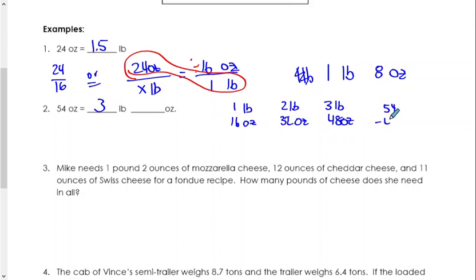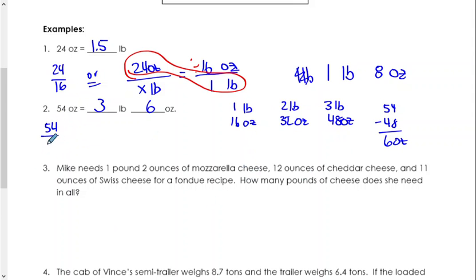So I can do 54 minus 48, and I get a difference of 6 ounces. So I have 3 pounds and 6 ounces. Now, if we had a large number, this would obviously not be a good way to do that. So how many full pounds will go into 54 ounces?